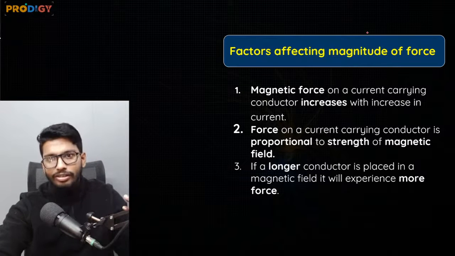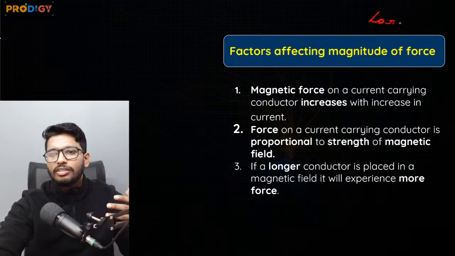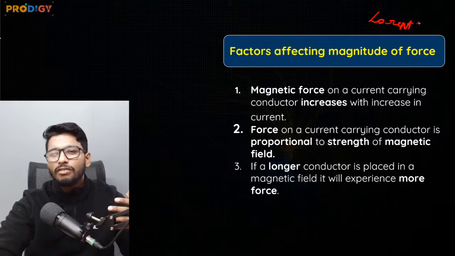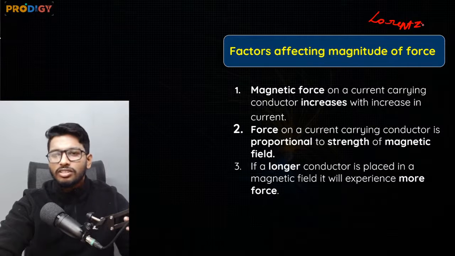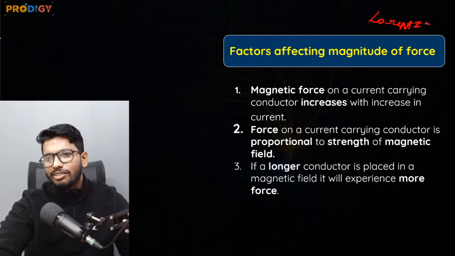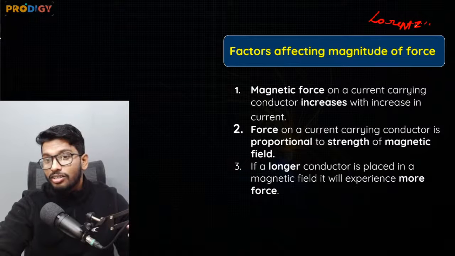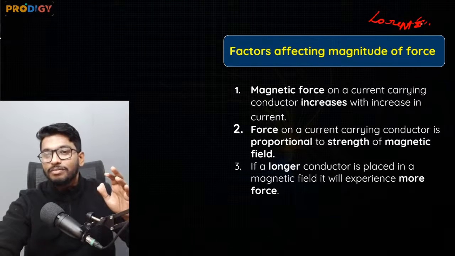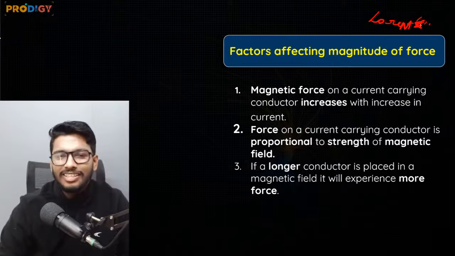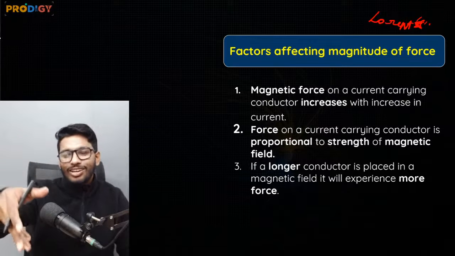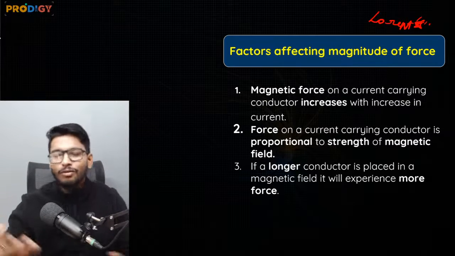So talking about the factors, guys, affecting the magnitude of this force, this is called the Lorentz force. If you talk about the factors affecting this Lorentz force, I think the spelling is Lorentz. Let's keep it simple. So this is called the Lorentz force. Basically, Lorentz was the one who found it.